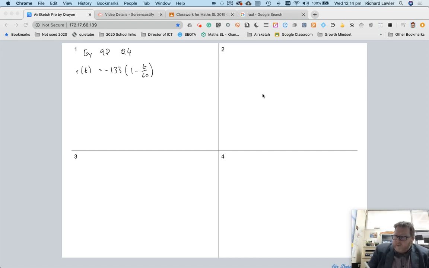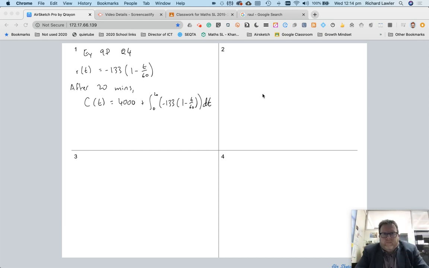Okay, great. So that means the capacity, after 20 minutes, which I'm going to call big C of t, is going to be 4,000, which is the starting volume, plus the integral from 0 to 20 of negative 133, 1 minus t over 60 with respect to t. Great. 0 to 20 because 0 is the initial, and then 20 is 20 minutes later, so we're assuming t is in minutes.